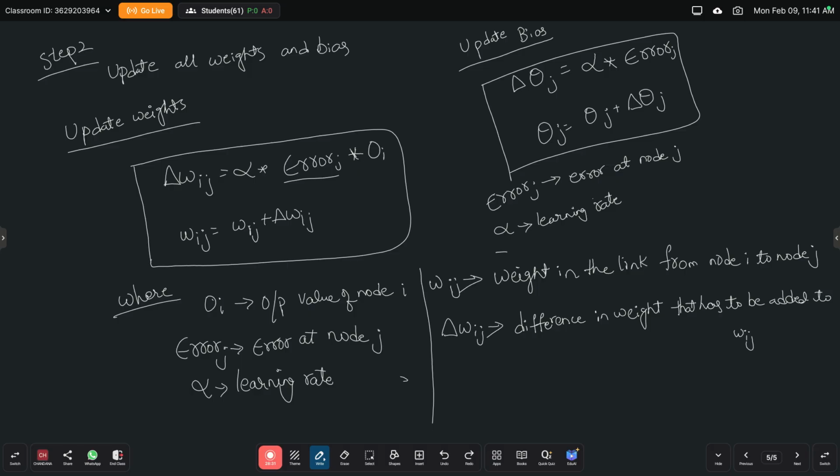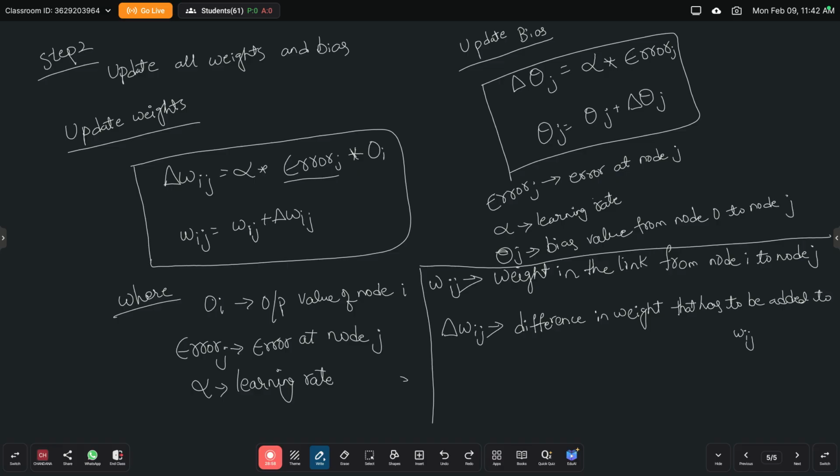Next one is theta j, the bias value from node O to node j.